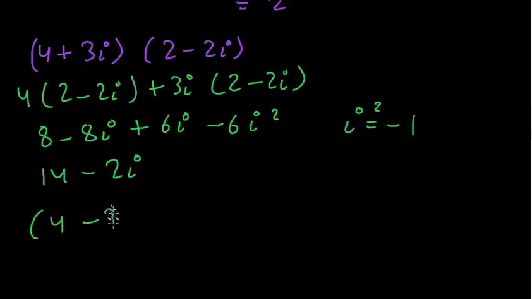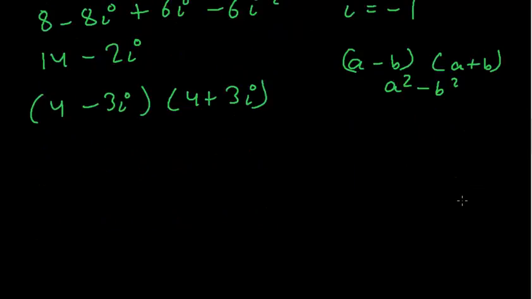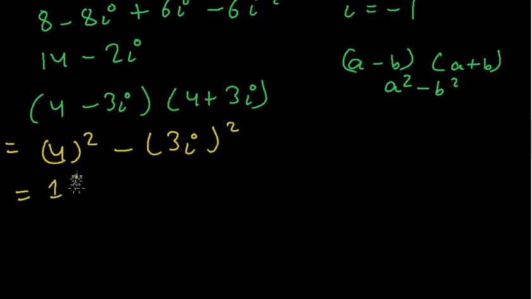Try this one: (4 - 3i) times (4 + 3i). All the rules in algebra are also true in terms of complex numbers. (a - b) times (a + b), you could write that as a squared minus b squared. So it should be 4 squared minus (3i) squared. That would be 16, and that would be 9i squared. i squared is negative 1, so that would be negative 9. And 16 and 9, that's 25.